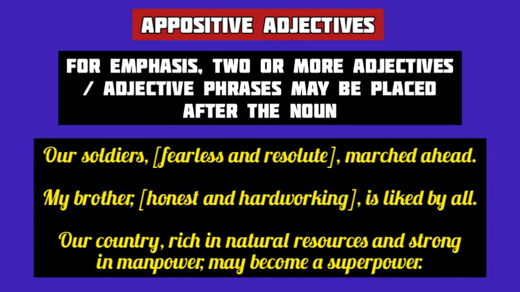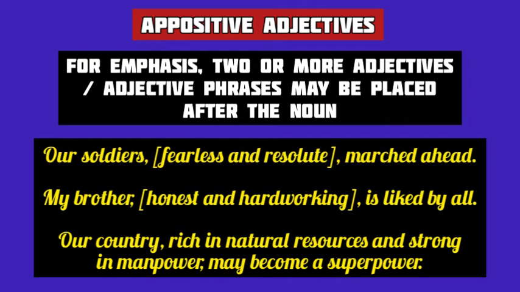For example, in the sentence, our soldiers, fearless and resolute, marched ahead, the two appositive adjectives, fearless and resolute, emphatically describe the soldiers. In the sentence, my brother, honest and hardworking, is liked by all, the appositive adjectives, honest and hardworking, emphatically describe the qualities of my brother. So, appositive adjectives are used after the noun for emphasis.